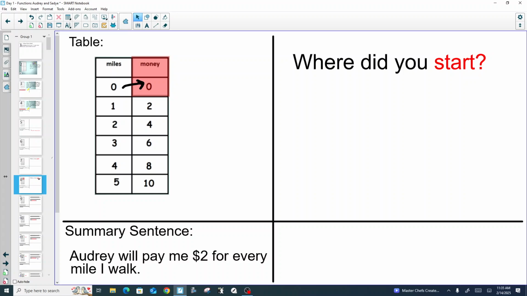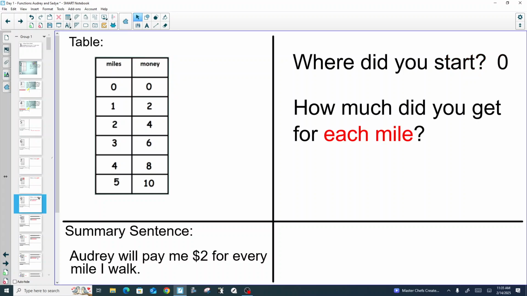So where did I start? $0. How much would I get for each mile? $2. And we're going to say right now on your papers, can you just come over here and put this right here and say, well, I had to add 1. So if I walk 1 mile, how much do I get on this side? $2.